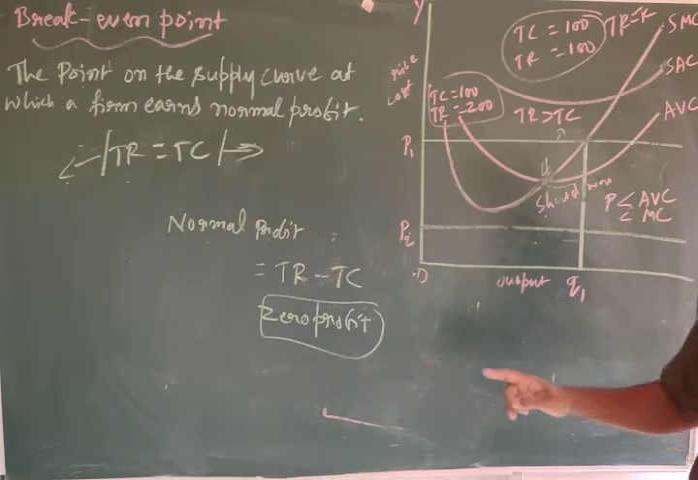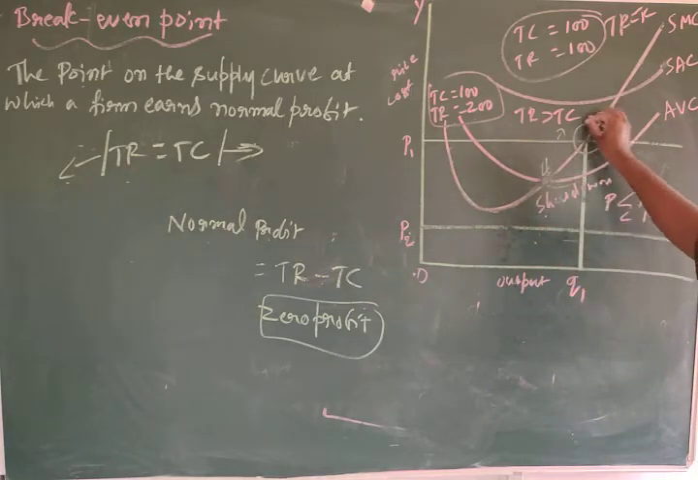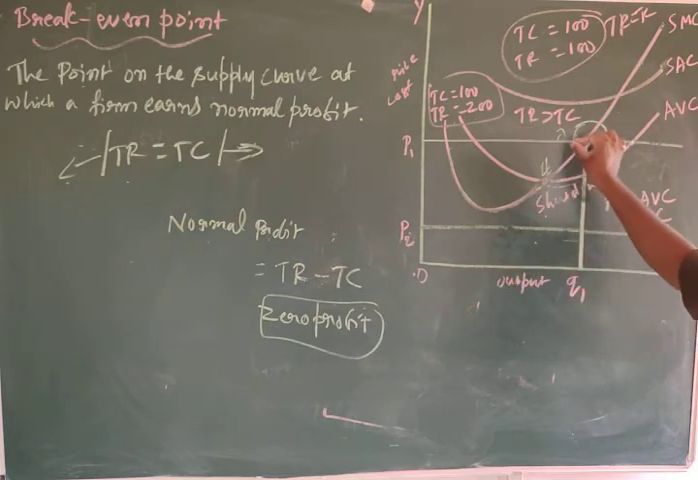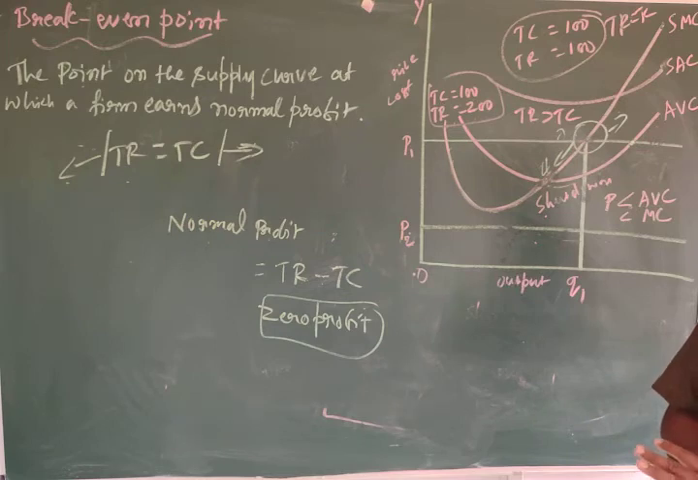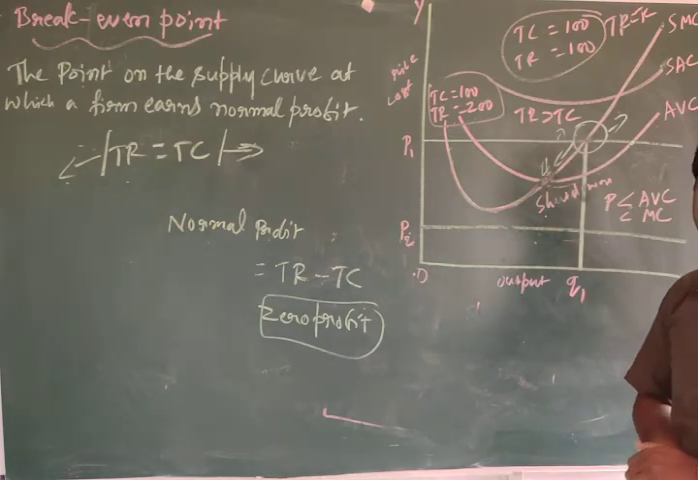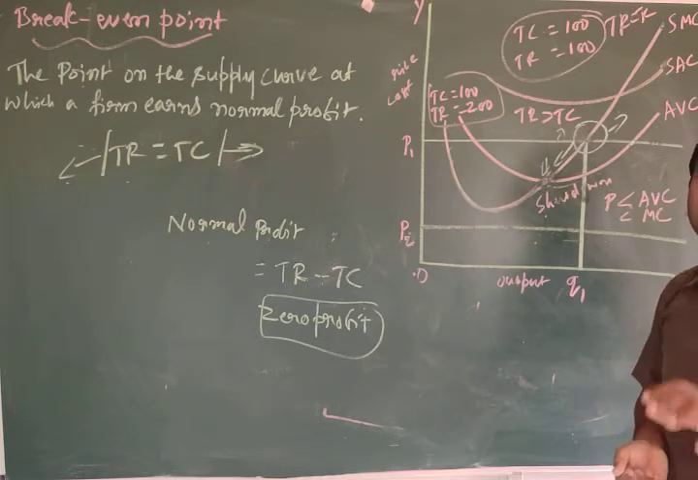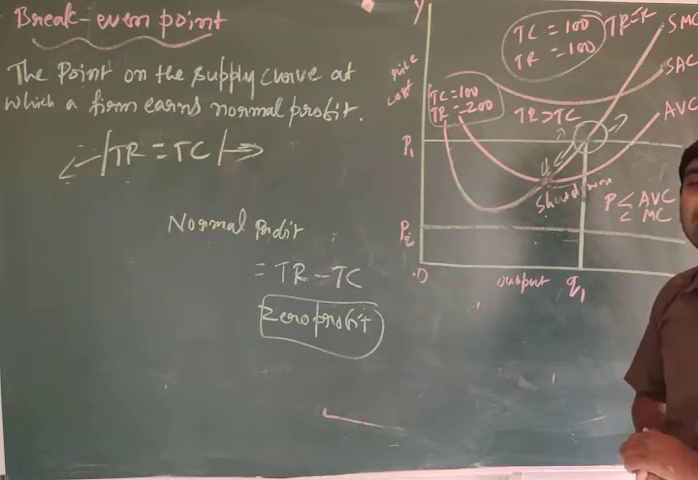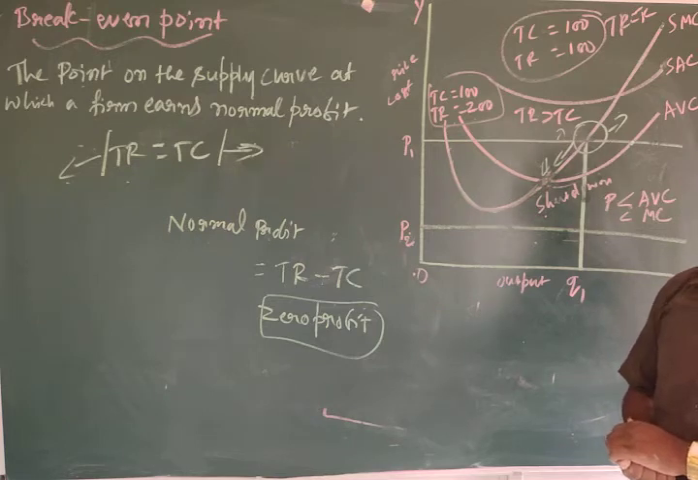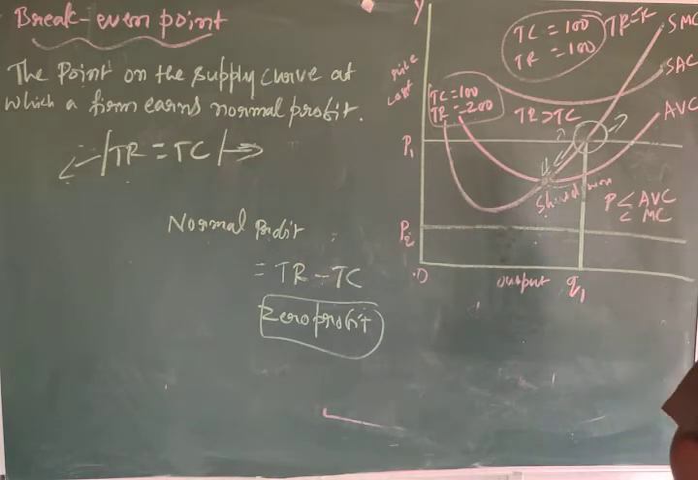Anyhow, break-even point means the point on the supply curve. This is called the break-even point. If it decreases or if it increases, there is a loss condition. So that's why there is no profit and there is no loss. That is called only the break-even point. Next is opportunity cost.